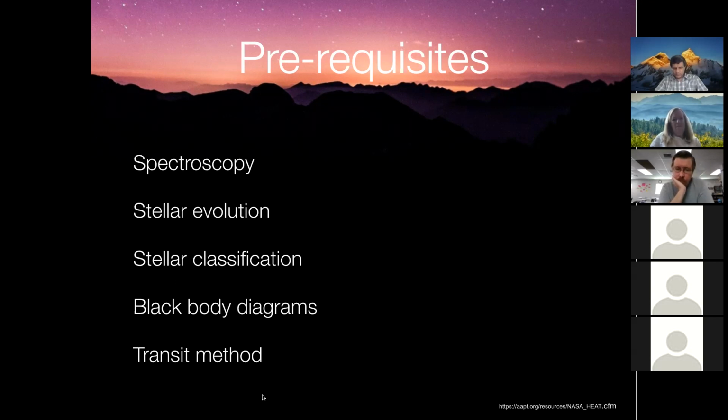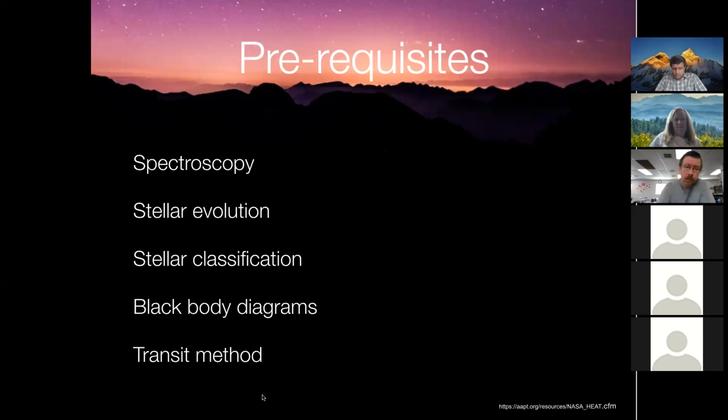Your students need to be familiar with the basics of stellar evolution. So hopefully they have been introduced to the HR diagram, which plots luminosity versus spectral class or temperature. And they have a basic understanding of main sequence stars, white dwarfs, red giants, things like that. They may or may not be familiar with the other types of stars, including variable stars and supergiants. That is of less importance for this particular topic.